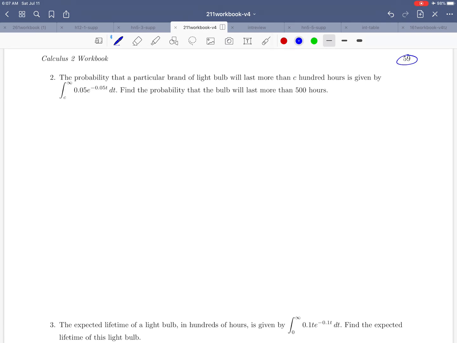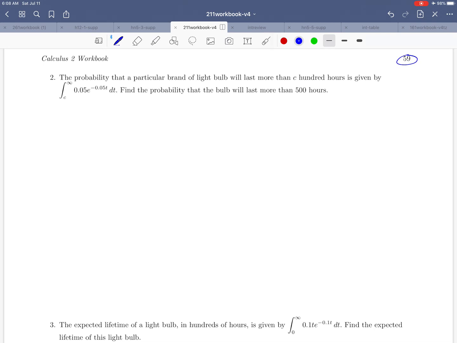Let's read this question together. The probability that a particular brand of light bulb will last more than c * 100 hours is given by the integral from c to infinity of 0.05 e^(-0.05t) dt, and they would like us to find the probability that the bulb will last more than 500 hours.